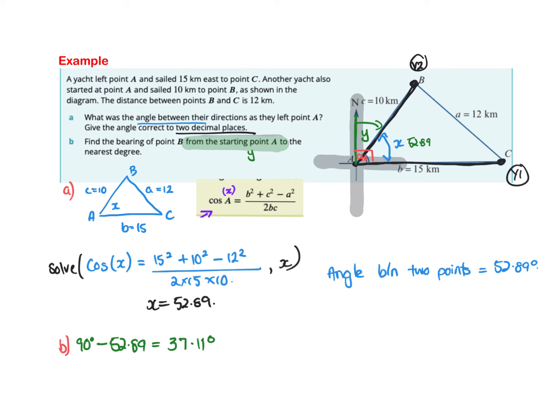degrees. Okay, so let's answer that out. The bearing of B from A is 037 degrees. We'll just do it to the nearest degree, as I said. You can put a T if you like, but you won't be penalised if you don't.